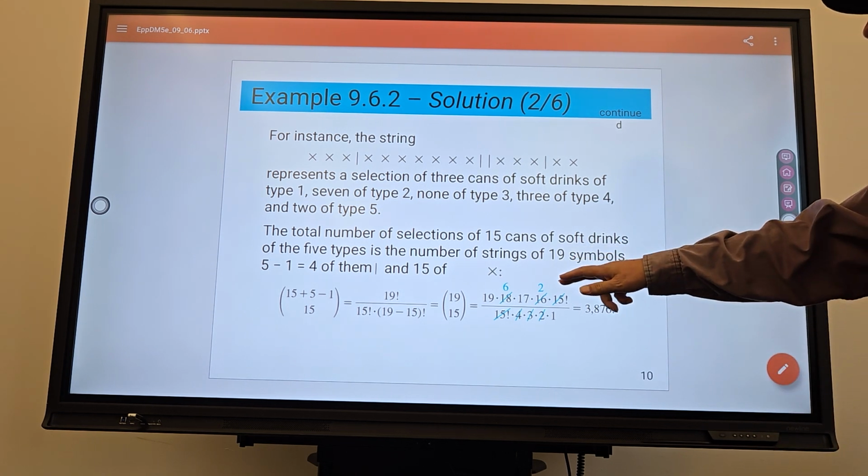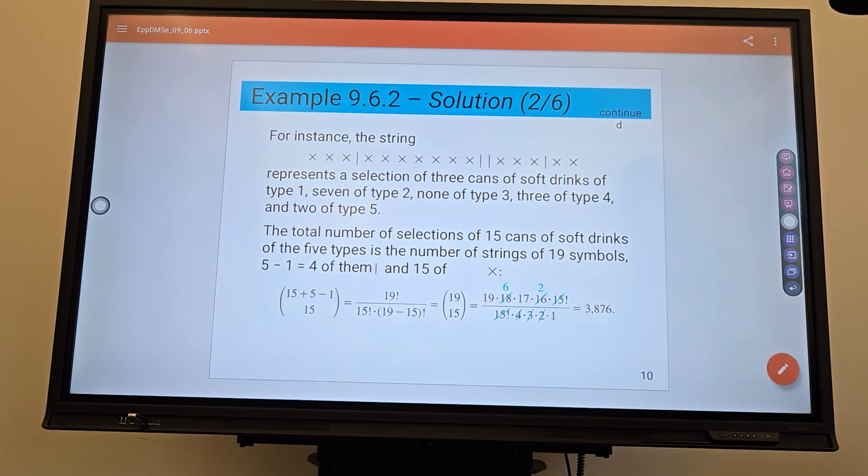So you do the math out here and you come up with 3,876 ways of arranging the cans.